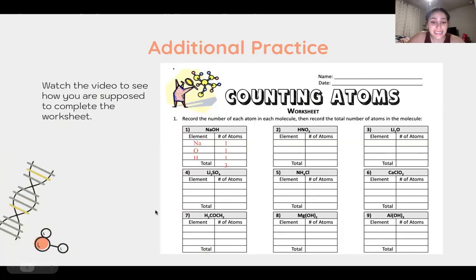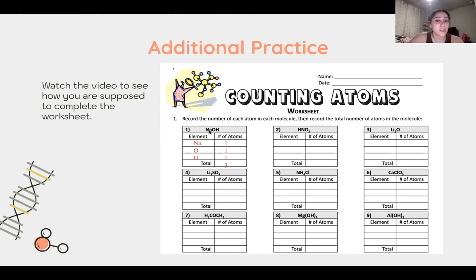For additional practice, this will be turned in at the end of the class period or end of the lesson. I have gone ahead and showed you one example of how this counting atoms worksheet should go. It is the same exact thing, just exposed in a different format. So you have your elements and your number of atoms. You are going to first label all your elements down.